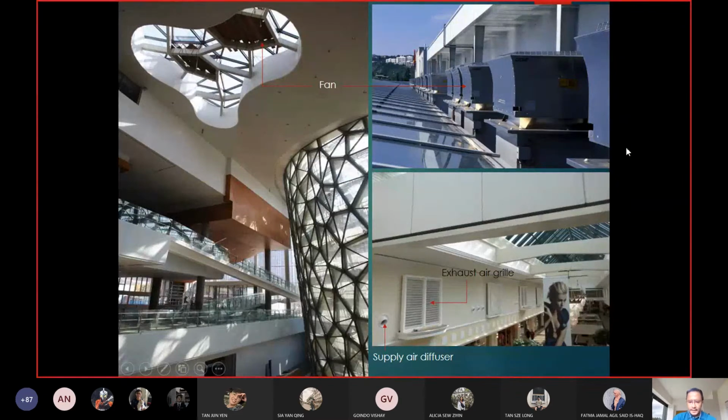And then it is something like this. I'm not sure if this is the same building, because the roof of the atrium looks more or less the same.